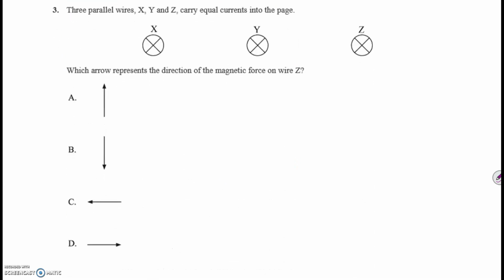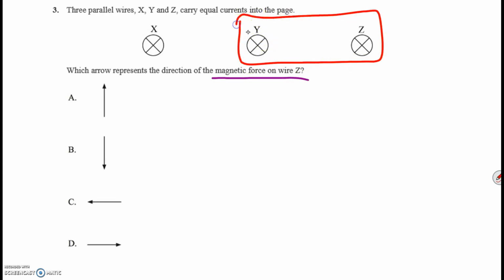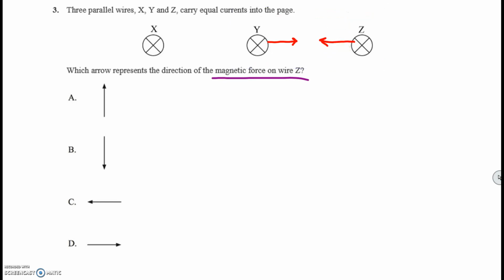Three parallel wires carry equal currents into the page. What's the direction of the magnetic force on wire Z? Well, they're all going in the same direction, aren't they? So if I just think about these two, they go in the same direction, so there's an attractive force. Let me draw that again. They're pretty close to each other, so let me draw the force fairly large. Equal and opposite attractive force.